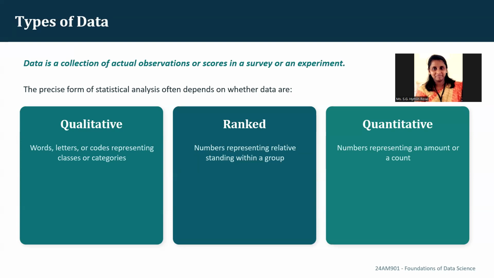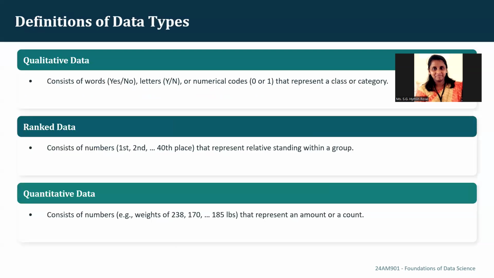Qualitative means it is represented in the form of words, letters, or codes, representing some classes or categories. Ranked means it is in the order of numbers, like 1, 2, 3, representing relative standing within a group. And quantitative means we are going to represent an amount or count. Based on that, we are going to discuss each and every type now. First, we can discuss the qualitative data.